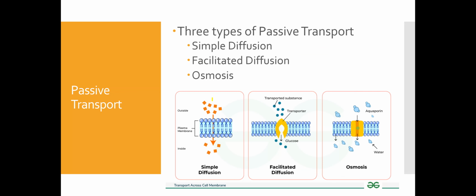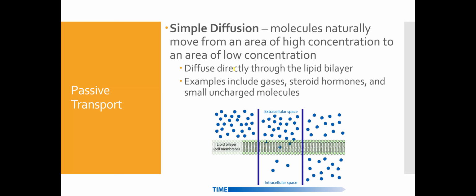So for passive, there's three main types. We have simple diffusion, facilitated diffusion, and osmosis. Now in simple diffusion, this is just a basic high to low, okay? It's diffusion, it's passive, all of these are going to be high to low. But the key to simple diffusion is that it's going directly across that lipid bilayer. So these would be some of those small hydrophobic uncharged molecules like gases, okay? They're going to easily just pass through the membrane, and as long as there's a difference, they're going to naturally flow from high to low.